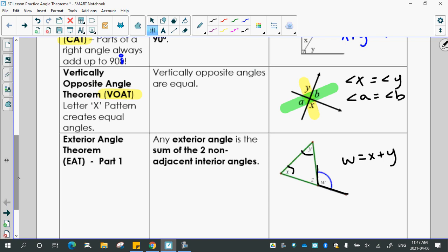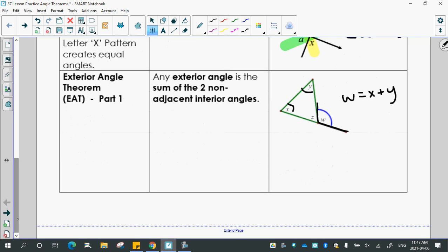This one is often a theorem that people forget. You don't need it to get angle W. Okay? You don't need it. You could figure out Z and then use supplementary angles to get W. But if you remember it, it just makes your answer quicker, I guess.